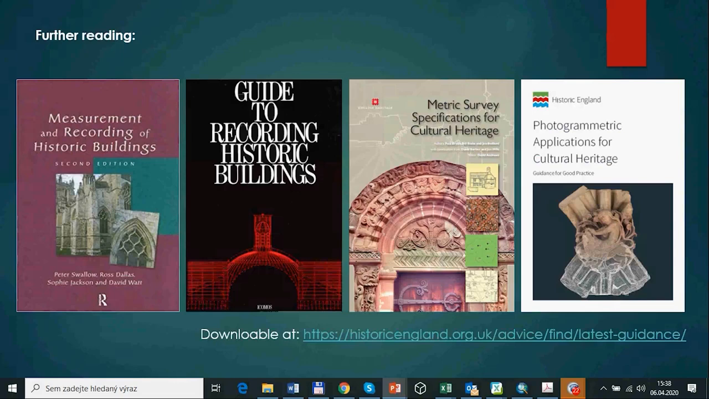Reading on documentation methods for historical buildings is not very abundant. So I can recommend these four monographs. Two of them you can download from the website of English Heritage.